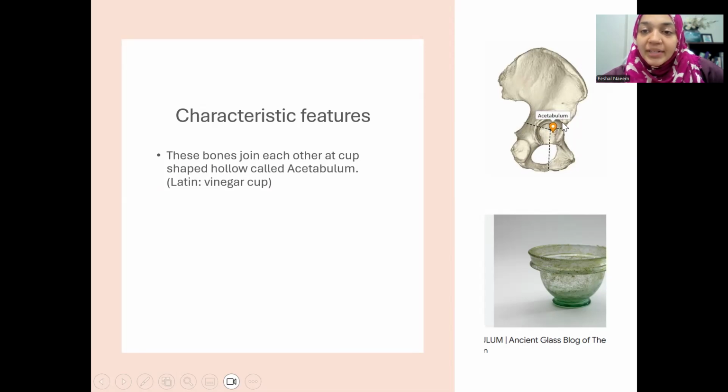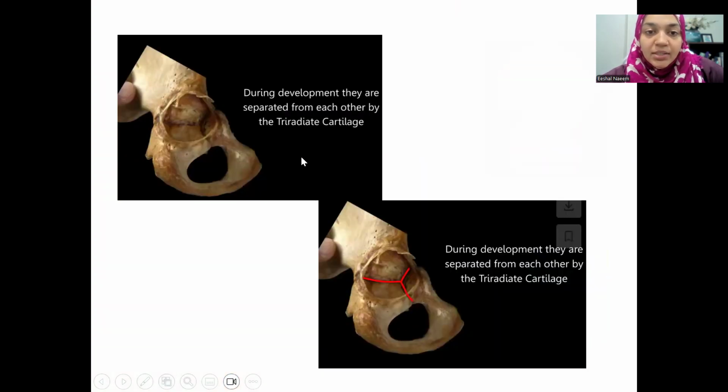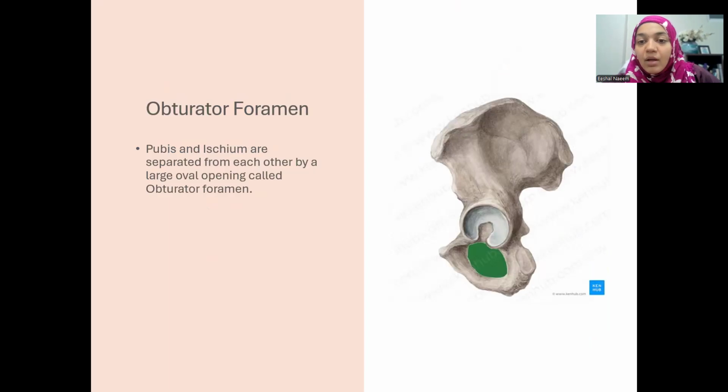Now, there's a triradiate cartilage in this acetabulum that is made from the development of these three bones when their cartilage is joining together during ossification. Now, we have this foramen. It's a really big foramen called the obturator foramen. We have an obturator membrane present in this obturator foramen, and the obturator foramen basically separates the pubis and ischium. And also, we can say that it joins the pubis and ischium at the rami.